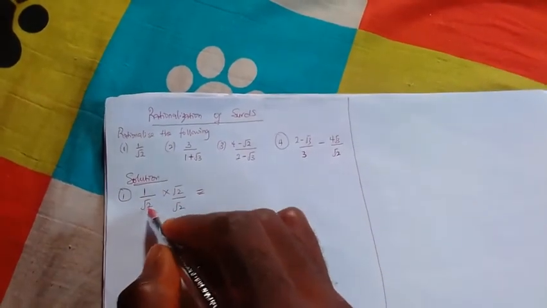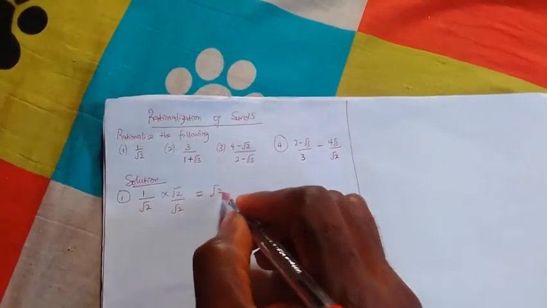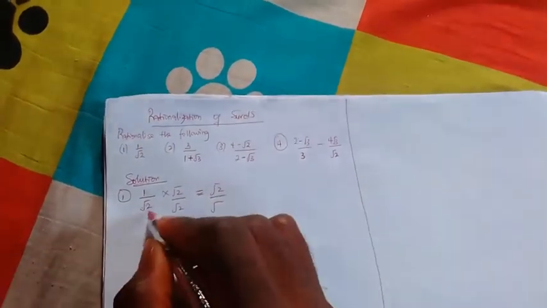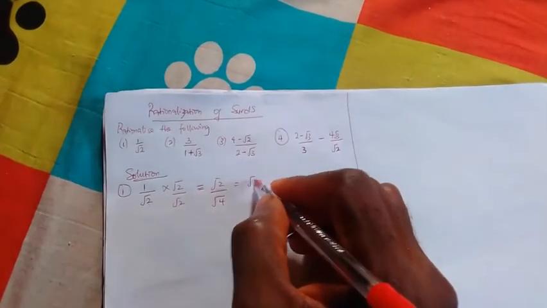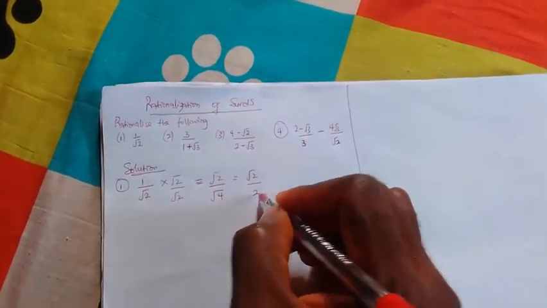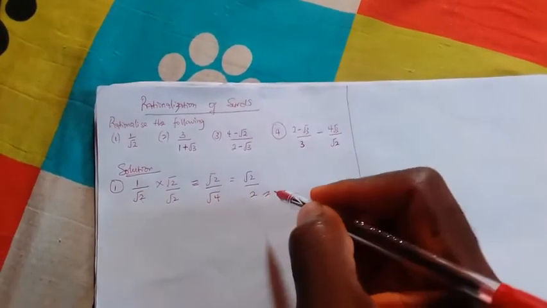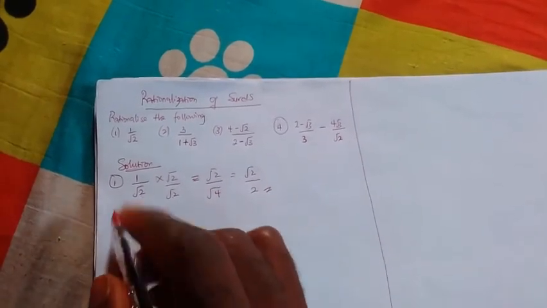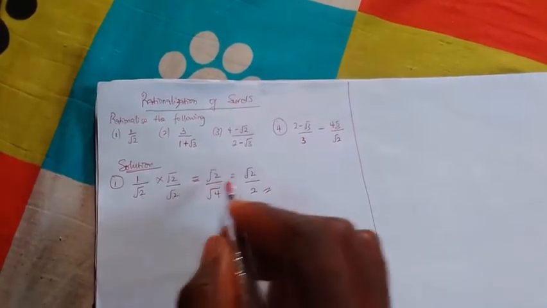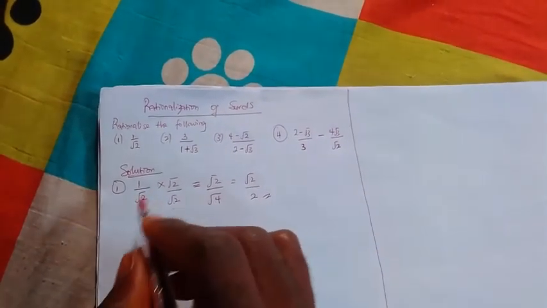Multiply the question by the denominator. So this now becomes root 2 over what? Root 2 times root 2 is root 4. So that becomes root 2 over 2, because the square root of 4 is 2. So my answer here is root 2 over 2. Whenever you are given questions like this, the best thing to do is multiply by the denominator over that value.